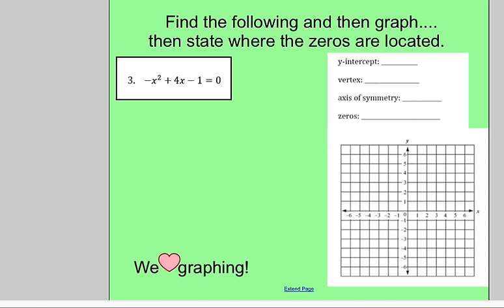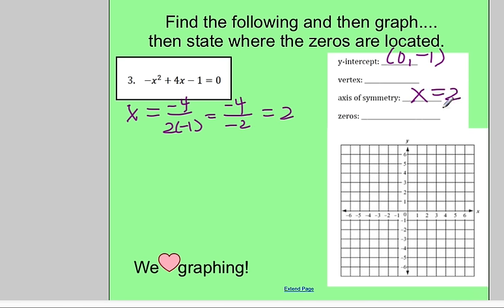Okay, we're going to graph -x squared plus 4x minus 1 and find the zeros for this one. So first thing, y-intercept is going to be 0, -1. Vertex, -b over 2a, so -4 over 2 times our a, -1. So I have -4 over -2, which will give me 2. So my axis of symmetry is at x equals 2. So I'm going to plot that on here right away.